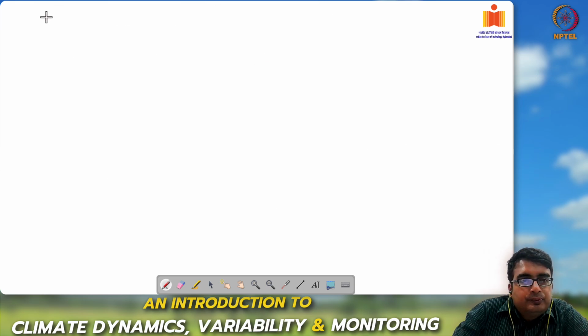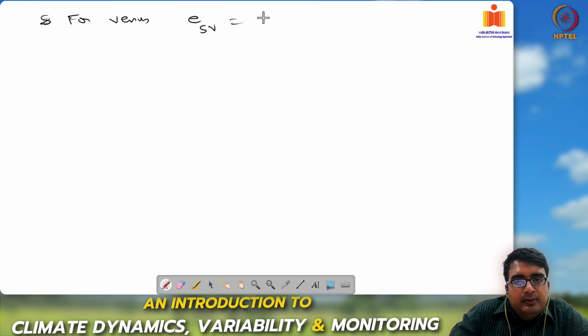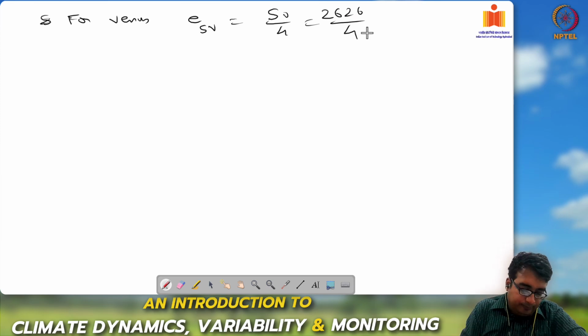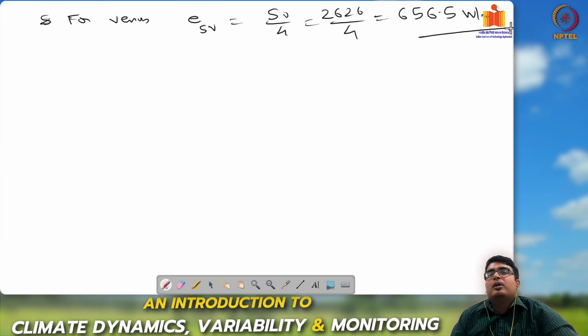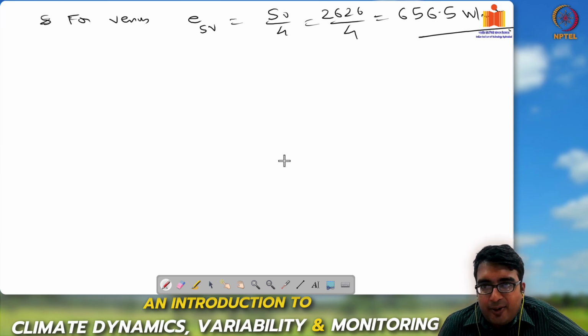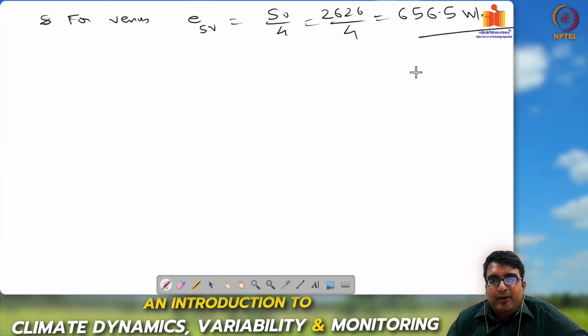So for Venus, ESV is equal to S0 by 4, equals 2626 by 4, equals 656.5 watt per meter square. So on Earth it's around 360, on Venus it's around 656 watt per meter square.